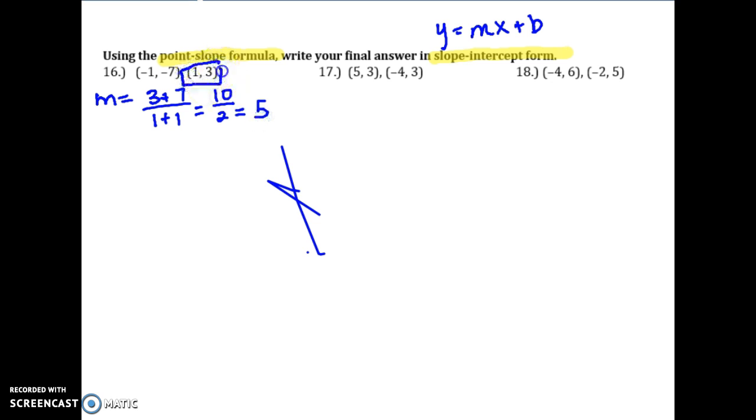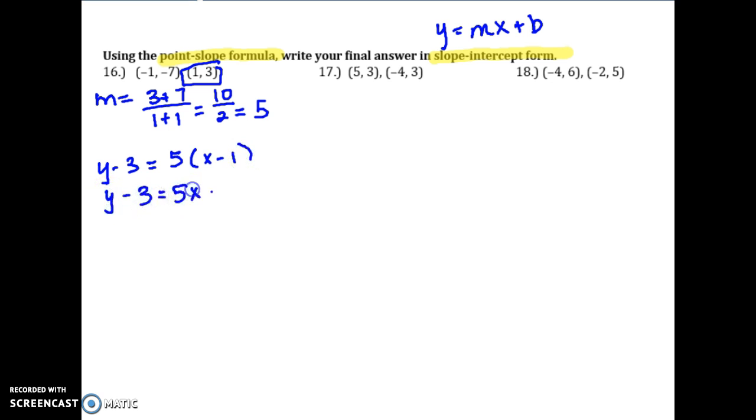I can then pick a point to use and use point-slope form. So when I do that, I've got some weirdness going on my screen here. Hold on. Okay, let's get rid of that. Okay. So this would be y minus 3 is equal to 5 times x minus 1. We're going to distribute and get 5x minus 5. And then I'm going to add 3 to both sides. When I do that, I get y is equal to 5x minus 2.